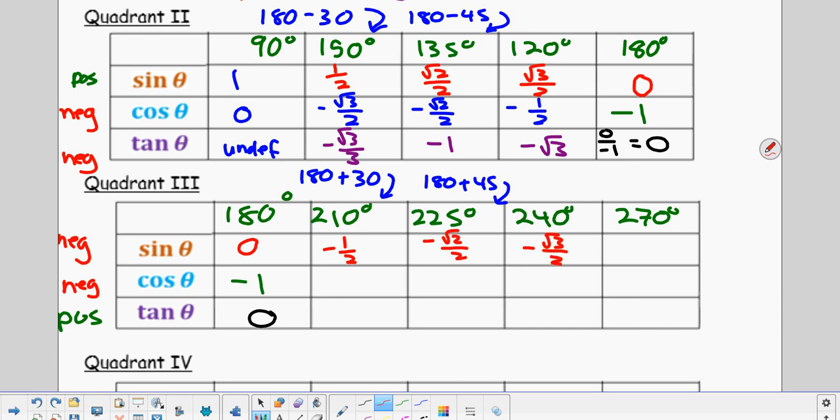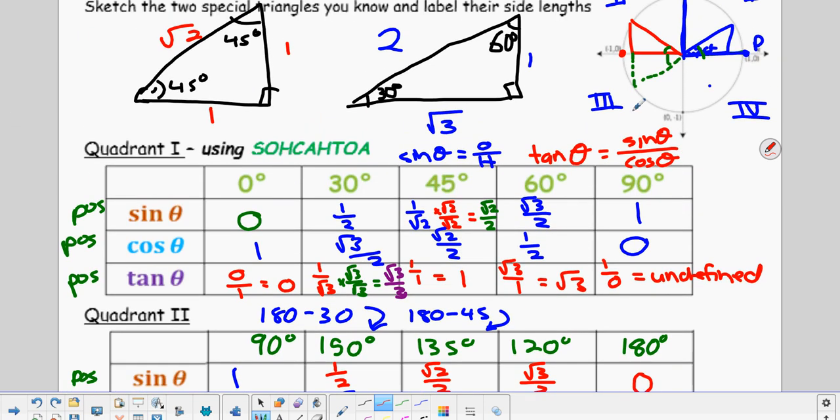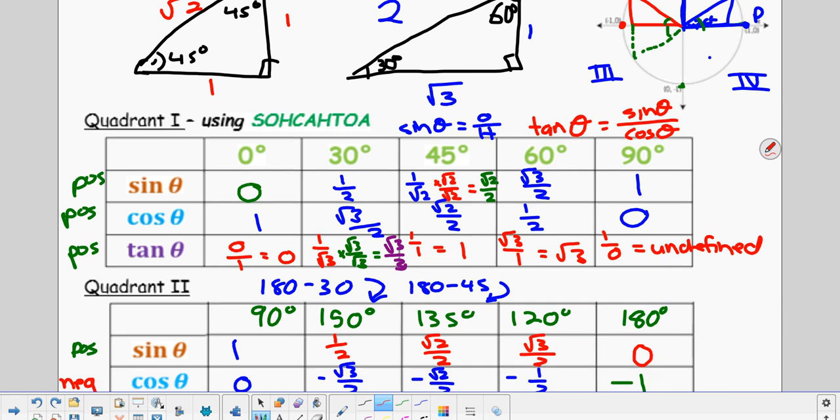270, we've got to think about it. What would be the y coordinate when it goes down to 270 degrees, point P? Negative one, yeah. I'll just show you why. From the unit circle, down at 270 degrees is down here. Its y coordinate on the coordinate plane is -1.